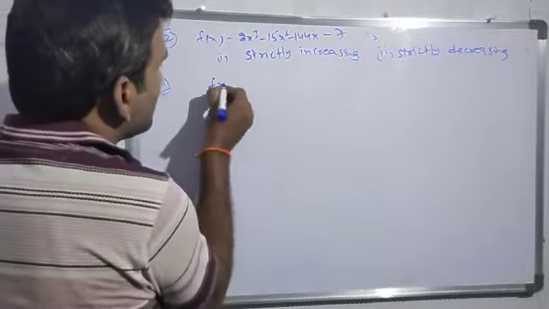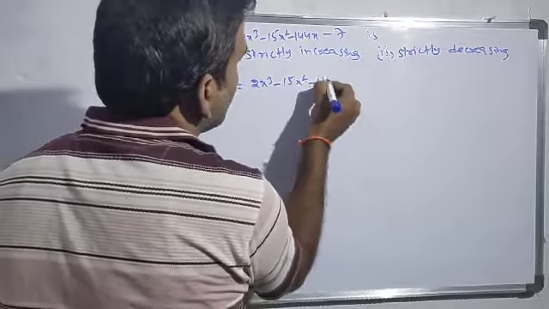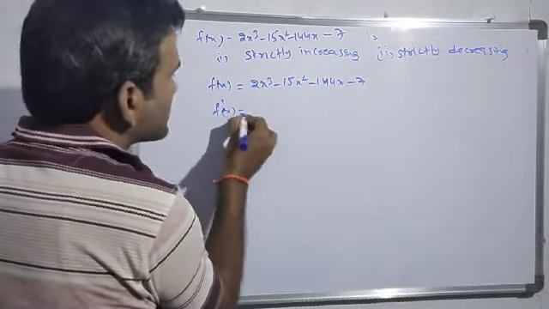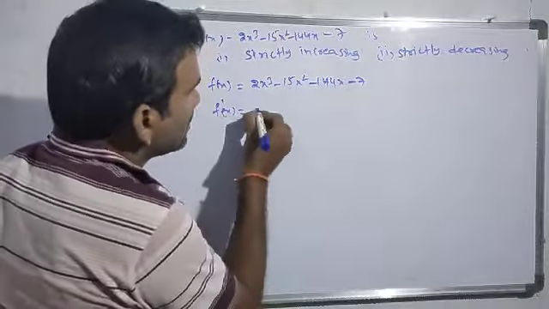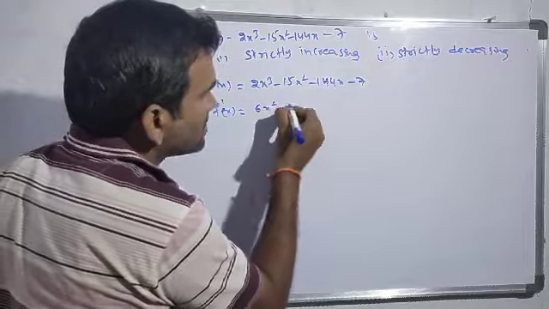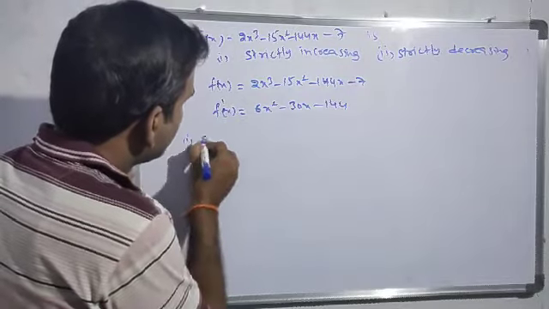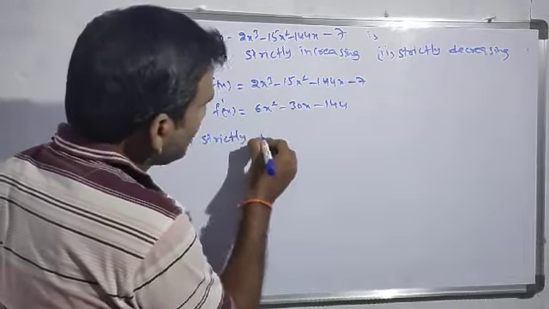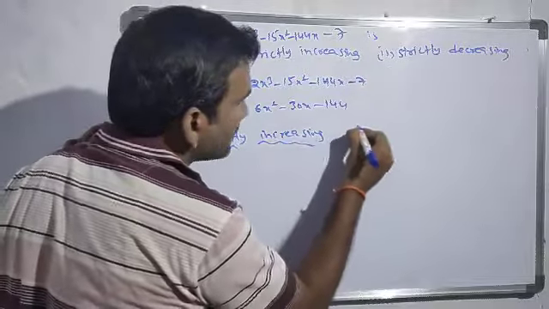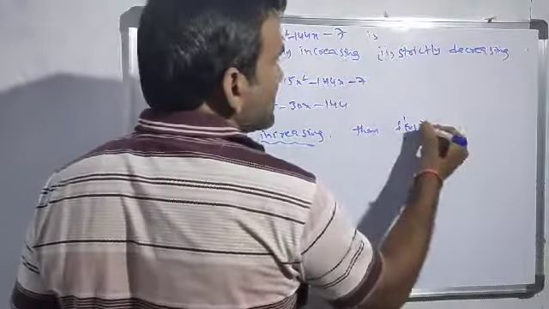So first, f of x is already given as 2x cube minus 15x squared minus 144x minus 7. F dash of x is 6x squared, since the differentiation of x cube is 3x squared, minus 30x minus 144. First point, strictly increasing. Then what is our condition? F dash of x strictly increasing means compulsorily it is greater than 0.